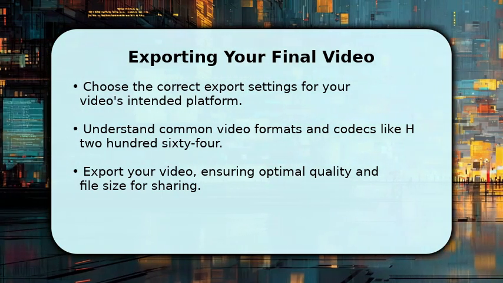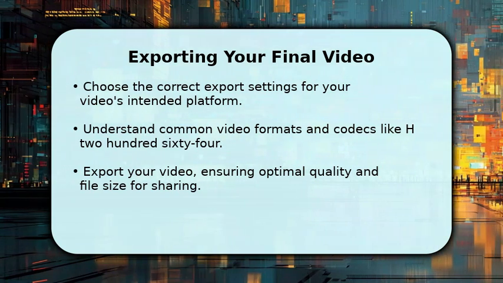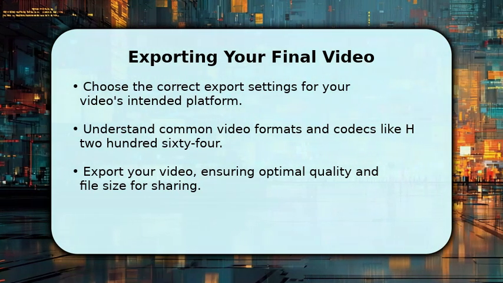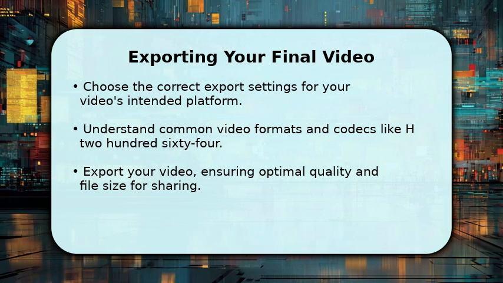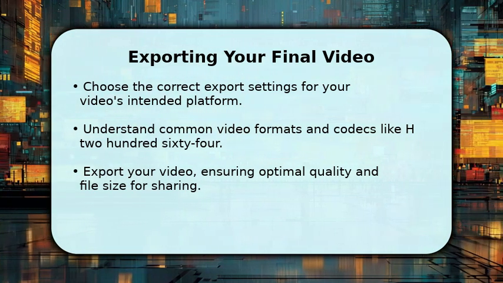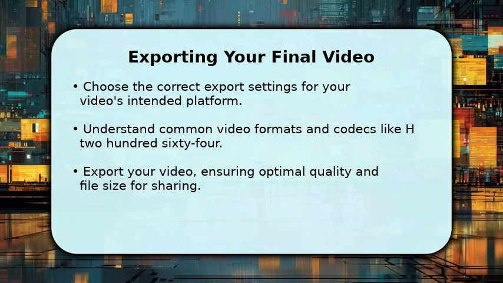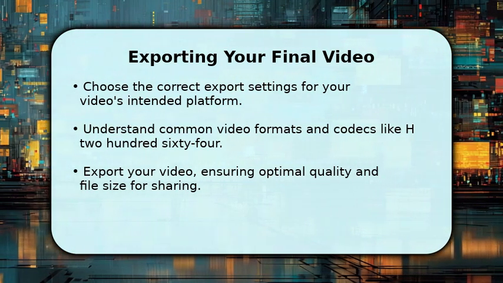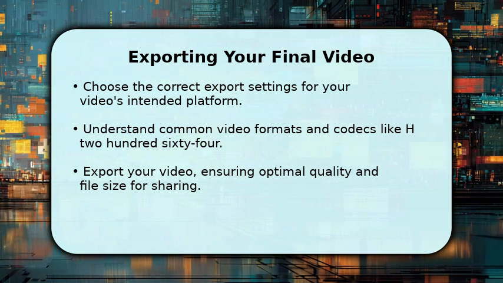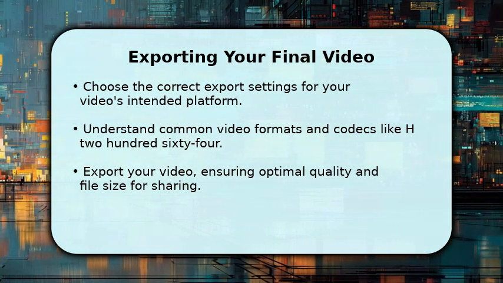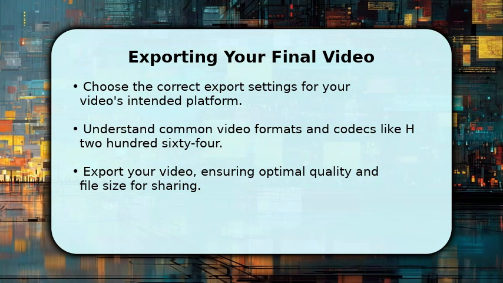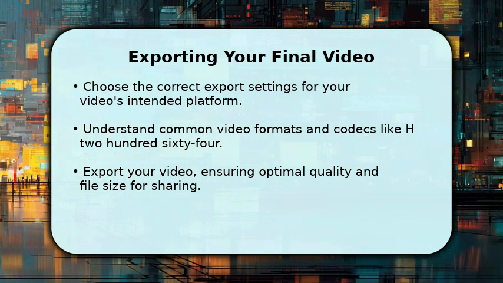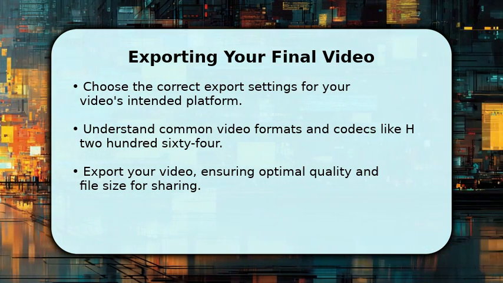Go to File, then Export and select Media. Here, you will choose your export settings, which are crucial for the video's quality and file size. For most online platforms, such as YouTube or Vimeo, selecting the H.264 format with a preset for high-quality 1080p is often ideal. Once settings are configured, click Export, and Premiere Pro will render your masterpiece, preparing it for sharing with the world.